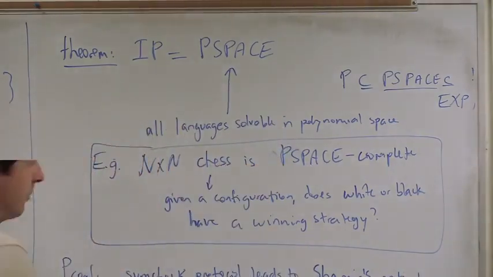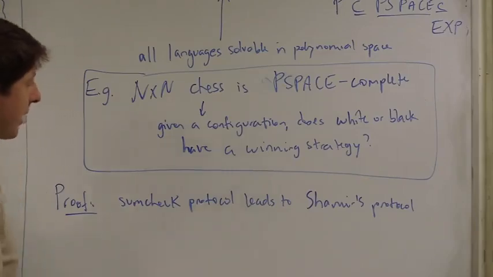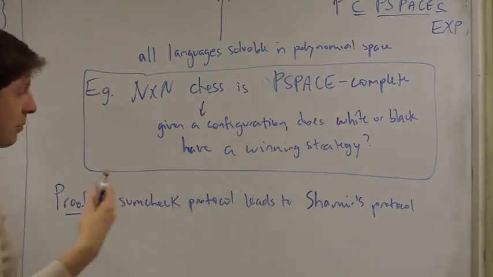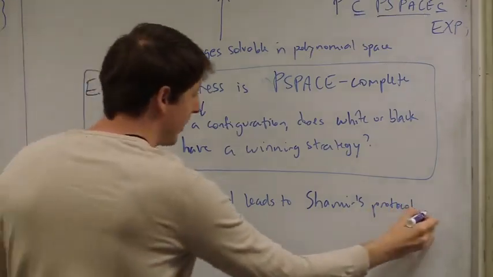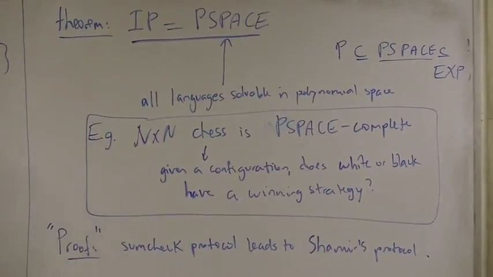And Shamir's protocol is able to think about this alternating black, white, black, white, black, white, and you're exploring this very big tree underneath. Shamir's protocol is able to represent that question about exploring the tree as an algebraic question about polynomials. And this protocol lets the verifier check whether black or white has a winning strategy from a particular configuration. These are all things that are beyond the scope of this course, but it does tell you that interactive proofs are extremely powerful.